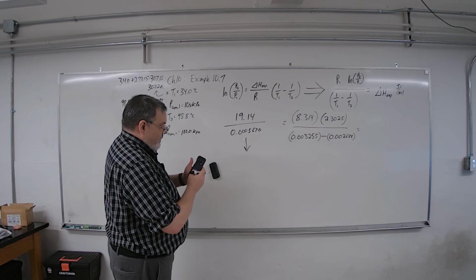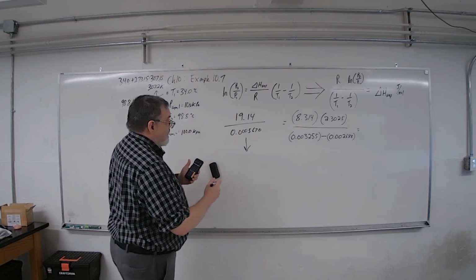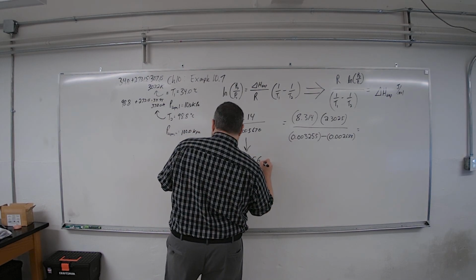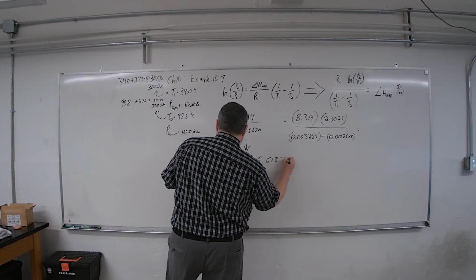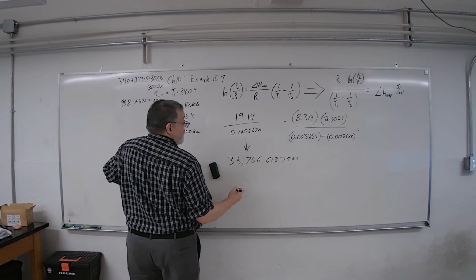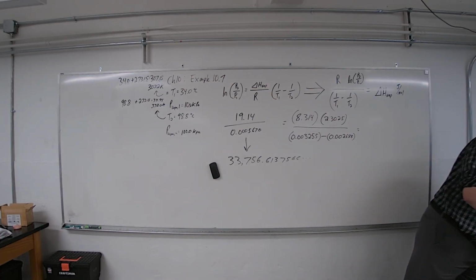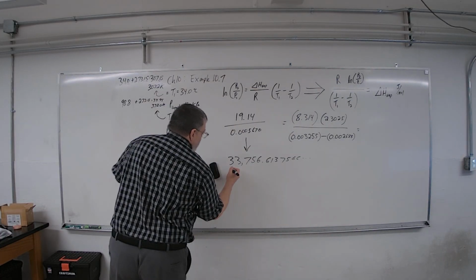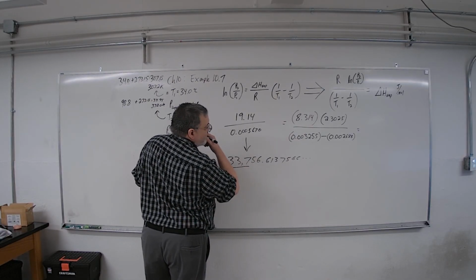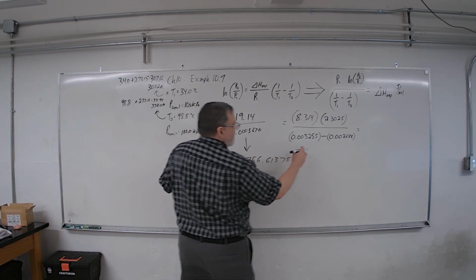19.14 divided by 0.000567. All right, so this is what my calculator says. We'll keep 4 significant figures. Yes, do they keep 4? 3, 4, oh yeah. They kept 3. Oh yeah, these should have been 3.